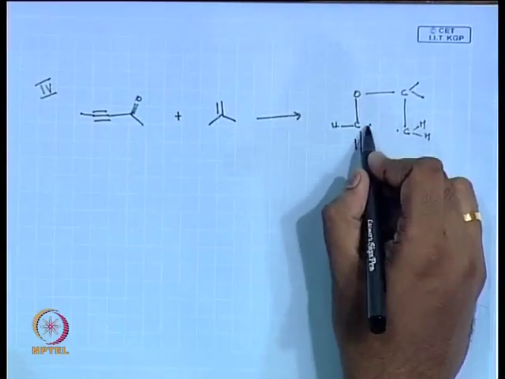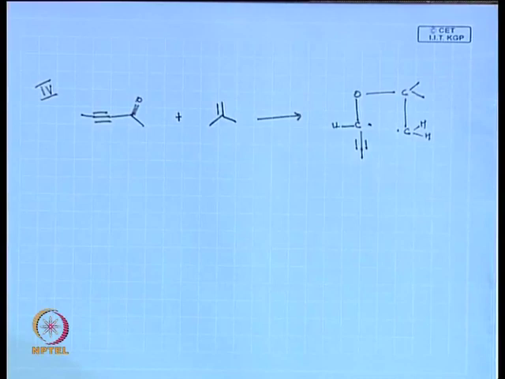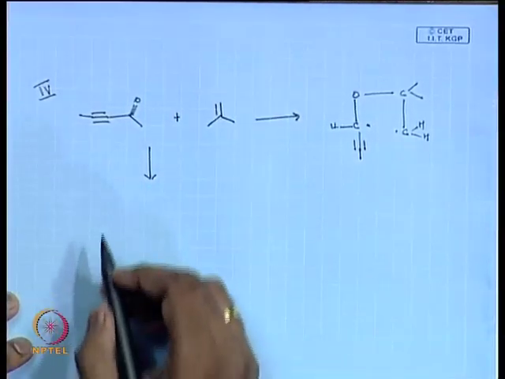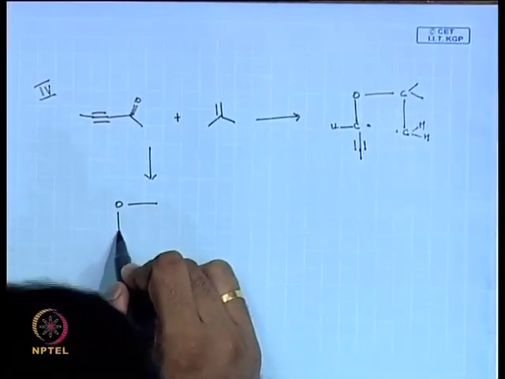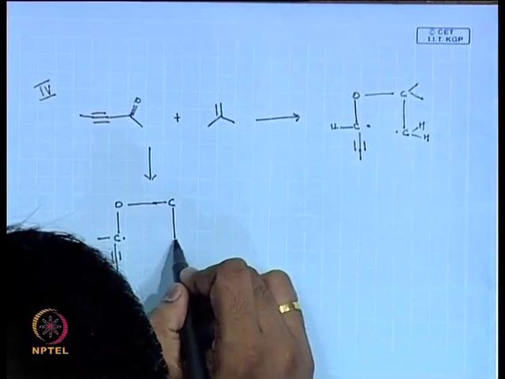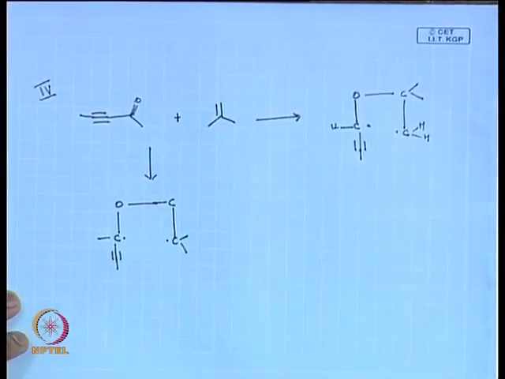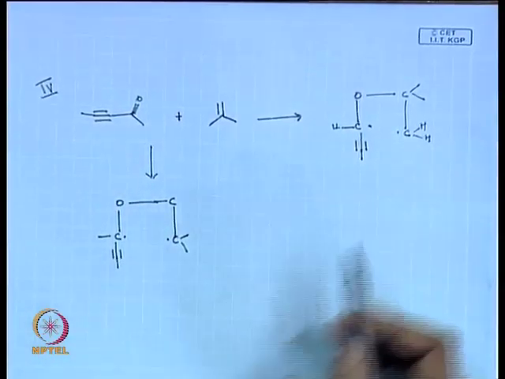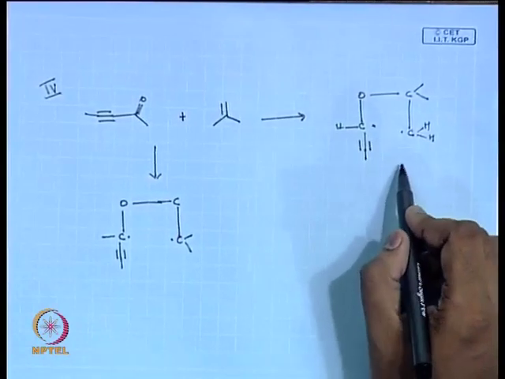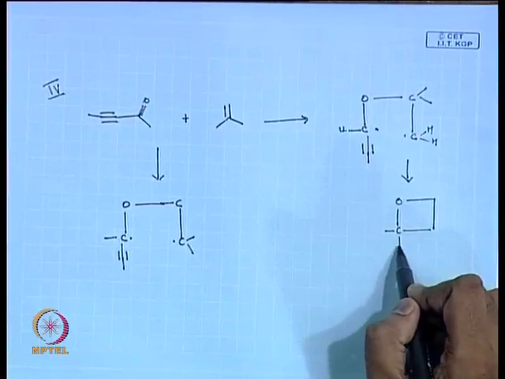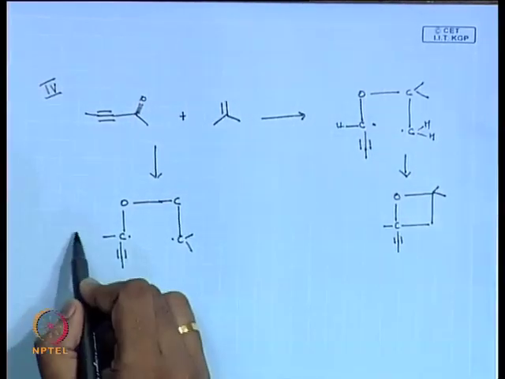Now, what happens? You can get this, or you can always say that, sir, I can get another product also. That is why I said that. Carbon with my, you can get this also. So, this anyhow will be formed very little. And this will be a much more stable radical, right? So, you can cyclize this to give you a product. You can cyclize this.